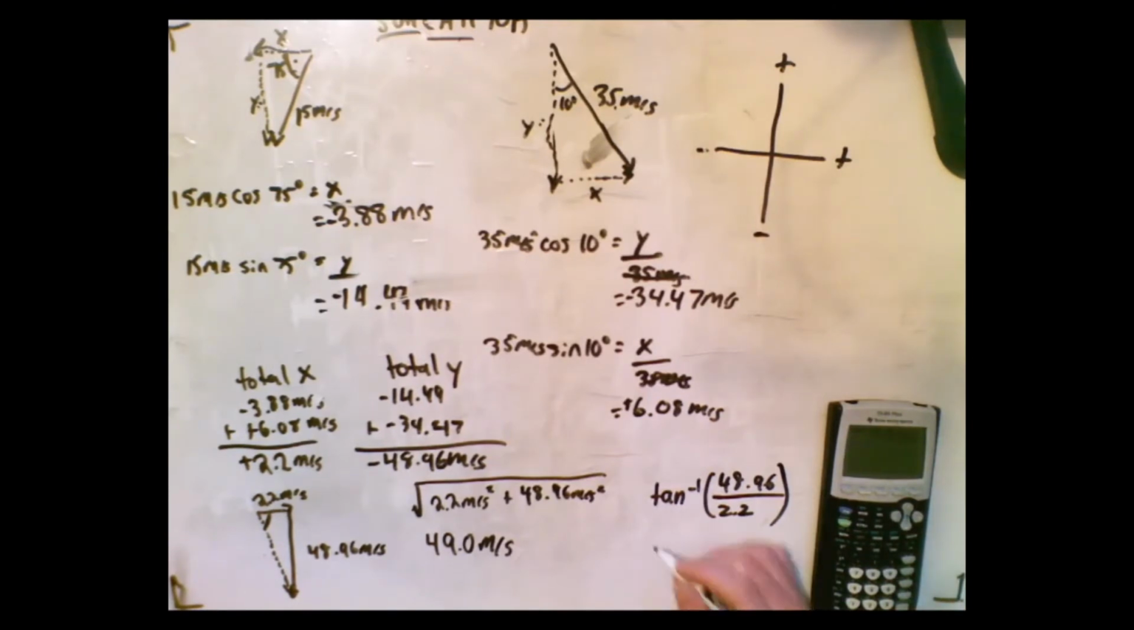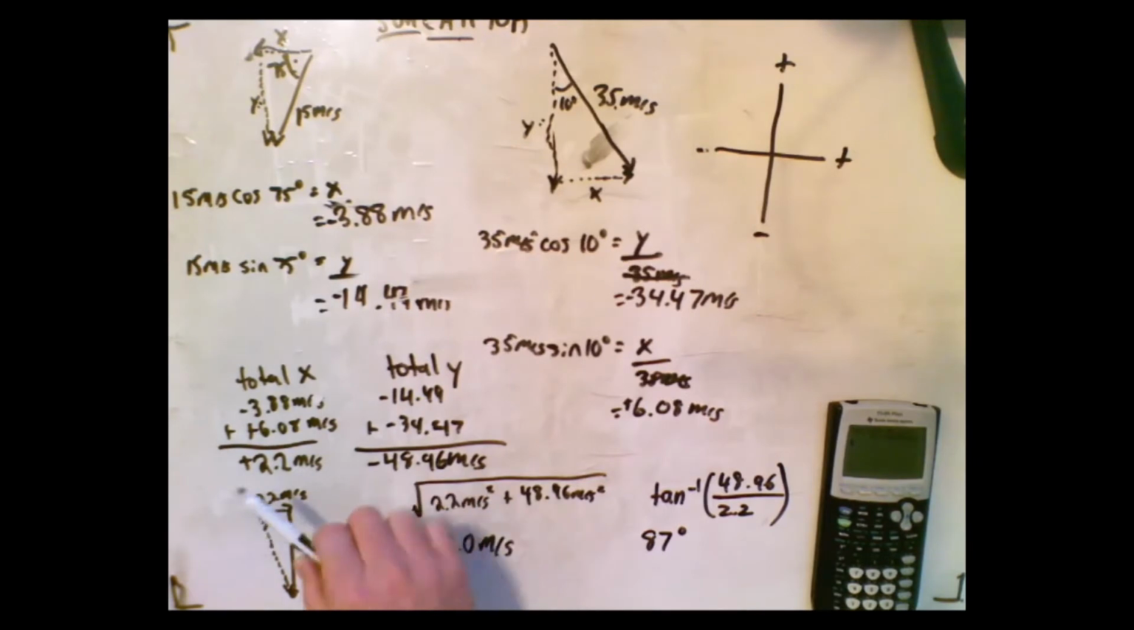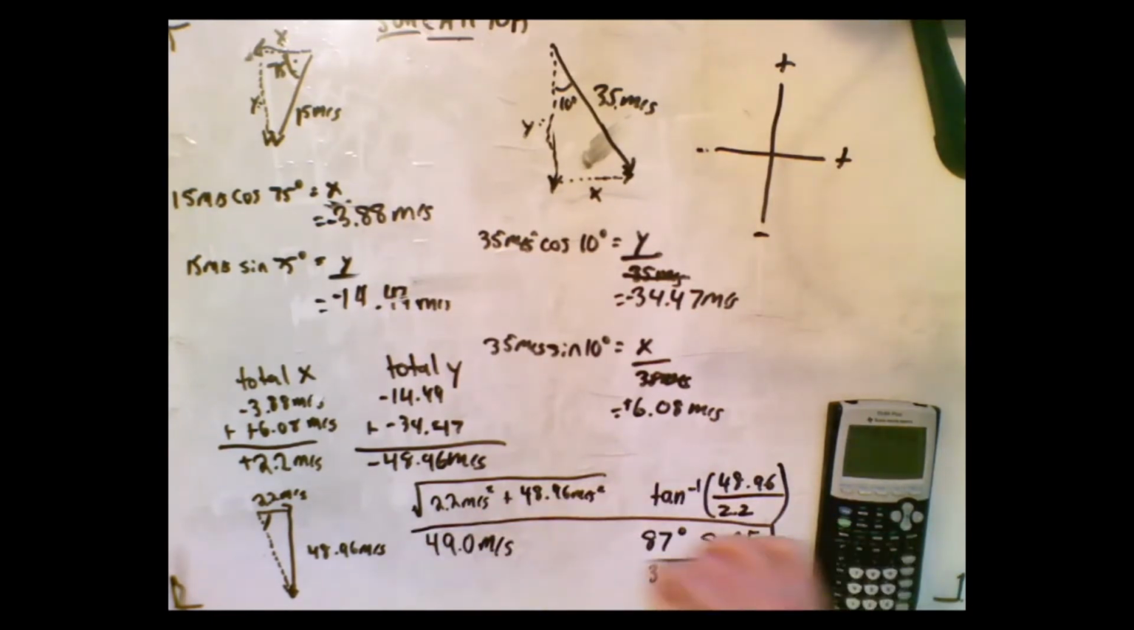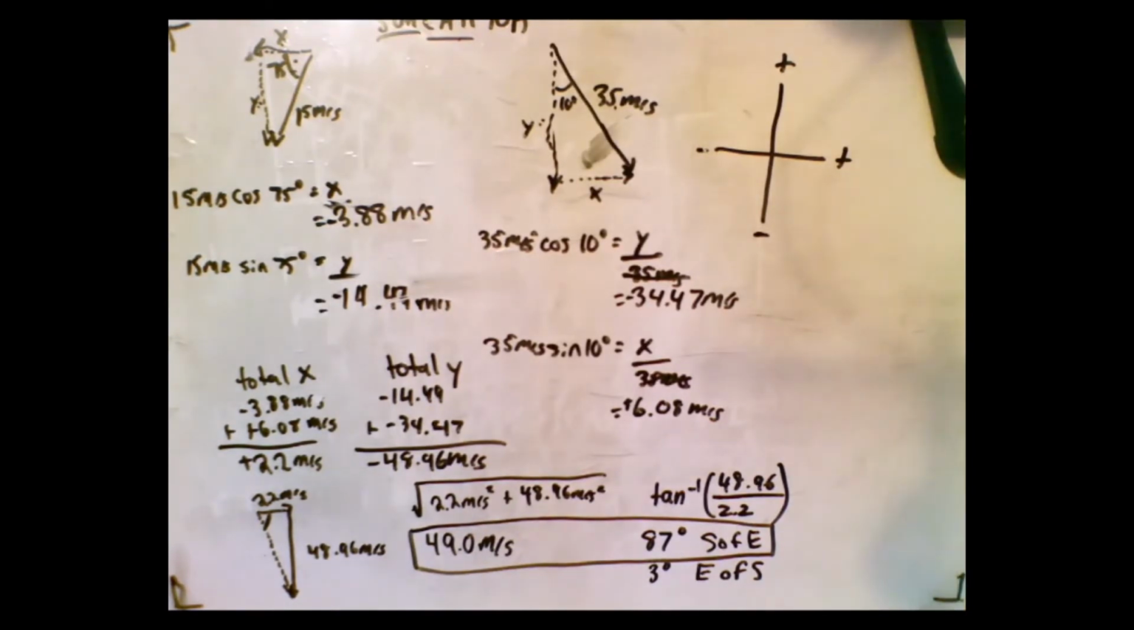And we end up getting 87 degrees. And this angle here, we're not going east, we're going south of east. Right? If you drew it the other way around, 3 degrees east of south would also be an acceptable answer. So this is our final answer, and that's how we do it, and that is a ton of work.